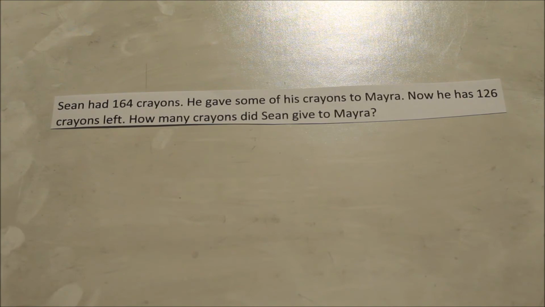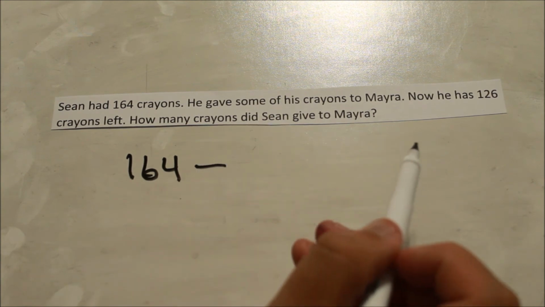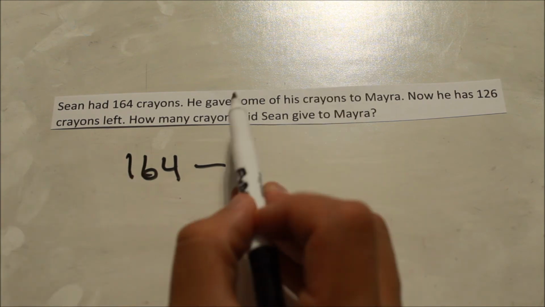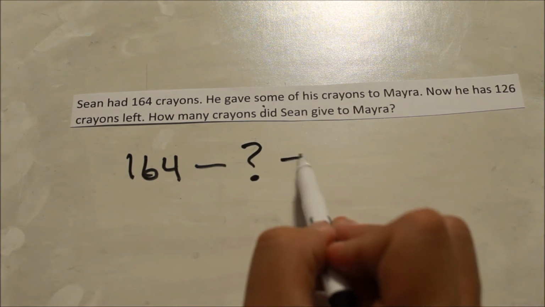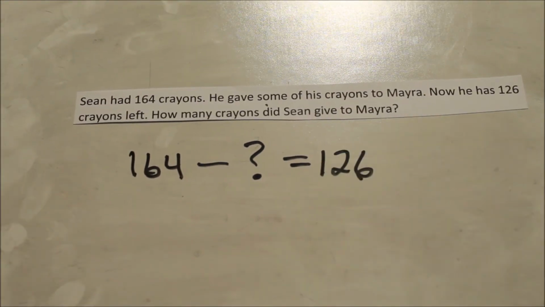Sean had 164 crayons and gave some of his crayons to Myra. Now he has 126 crayons left. How many crayons did Sean give to Myra? Well, I ask, do I know what he started off with? Yes, he has 164. He gave some, so I know I'm subtracting. And it says the word left, so I know I'm subtracting. But I don't know how many he gave. It just said some. So if it's talking about some, that is my question mark. And then equals, now he has 126.